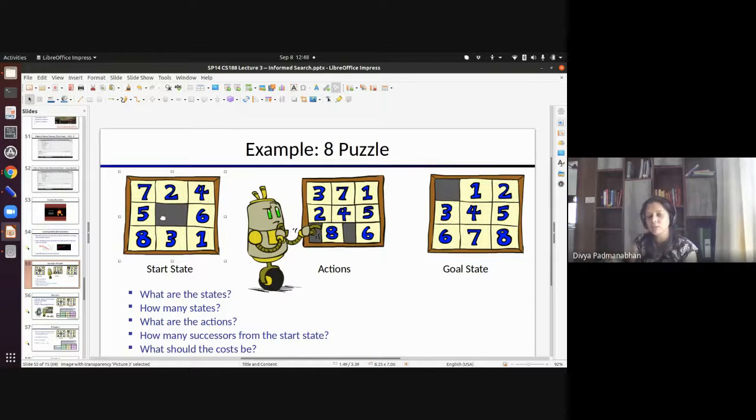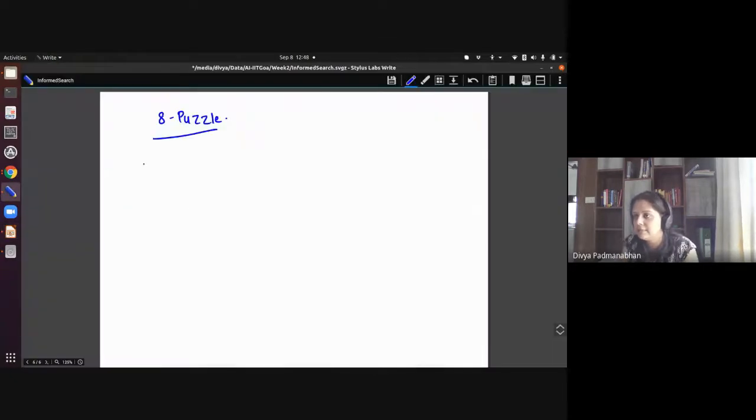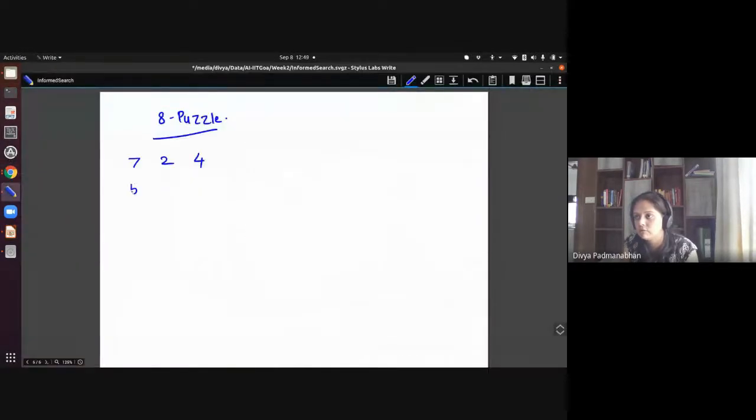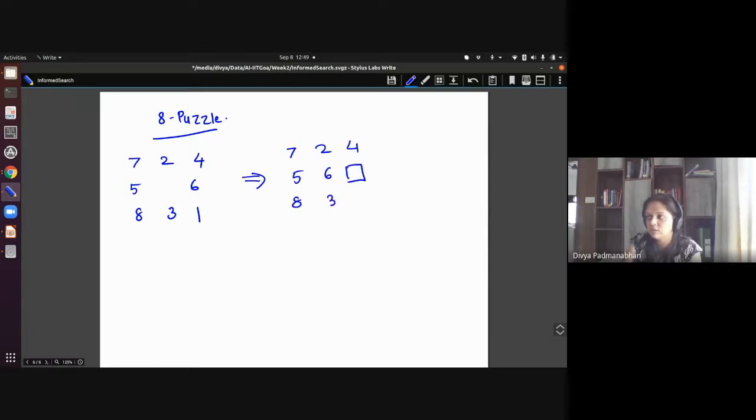So that is the way in which you do it. This intermediate action is something else, it's not from this state. So one possibility here is, let me just write it here, 7, 2, 4, and then 5, 6, 8, 3, 1. If this is the position, one possibility is if you move 6 to the blank, what you're going to get is 5, 6, and the blank comes here, and 8, 3, 1. So this is a valid move.